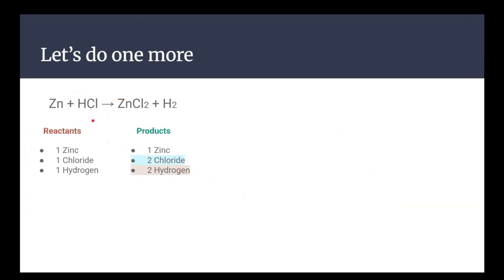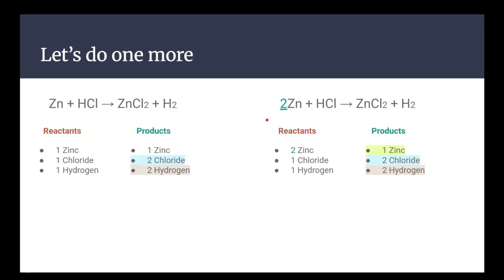Let's do another. Here we have zinc and hydrochloric acid, and zinc chloride and hydrogen gas. So we have 1 zinc and 1 zinc, and 1 chloride, and oh no, 2 chloride over here, and our 1 hydrogen is also 2 hydrogen over here. So we have an uneven amount on this side and that side, so we're going to need to balance this.